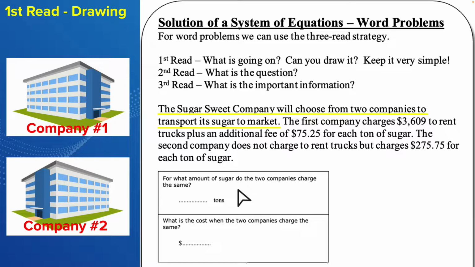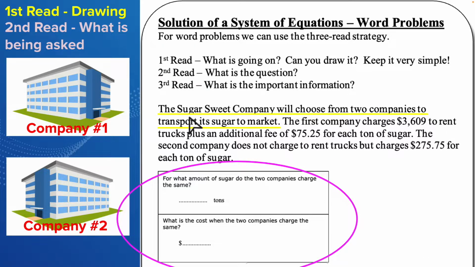So there are 2 questions. For what amount of sugar do the 2 companies charge the same? That's our first task: we want to know how much sugar we need to transport using both companies for the amount to be the same. And then, what is the cost when the 2 companies charge the same? I'm circling this so you can see the questions. It's 2 questions really. First, we have to answer the first one, and then we can use that answer to answer the second question.